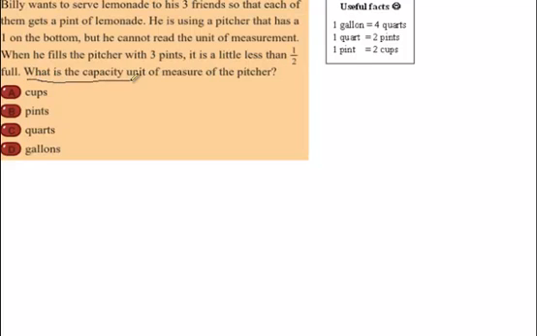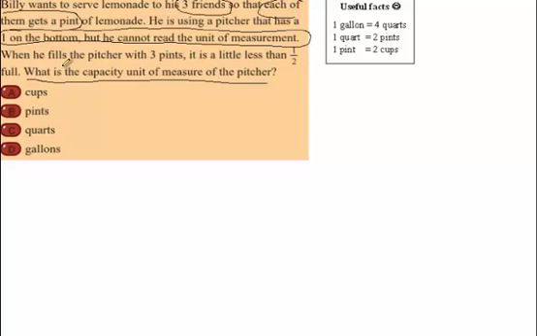Alright, so here's my question. I'm going to underline that. I'm going back. The problem's about Billy serving lemonade to his friends. He's got 3 friends, and he wants to give them all a pint. So I think that's important. 3 friends. Each of them gets a pint of lemonade. That's nice of him. He is using a pitcher that has a 1 on the bottom, but he cannot read the unit of measurement. That's weird. When he fills the pitcher with 3 pints, it is a little less than half full.